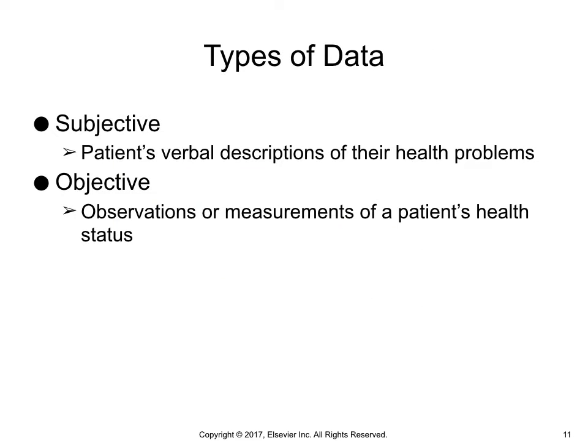Types of data. Subjective data often reflect physiological changes, which you further explore through objective review of body systems. It is the patient's verbal descriptions of their health problems. Objective data is observations or measurements of a patient's health status, such as inspecting the condition of a surgical incision or wound, describing an observed behavior, and/or measuring blood pressure.